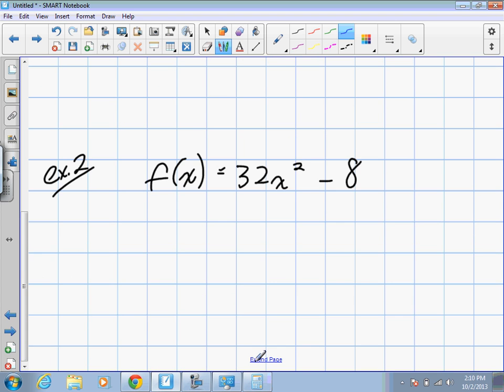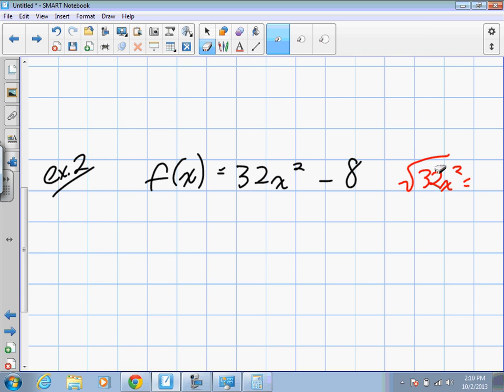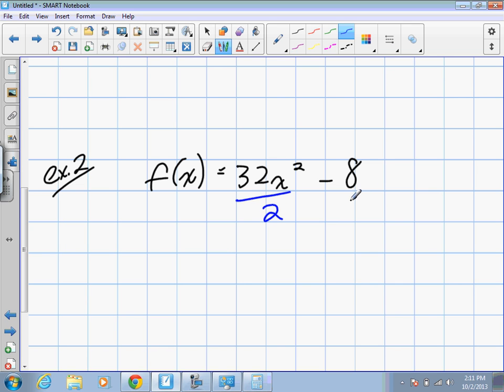So let's try another example. Can we find the square root of 32x squared? What is it? What's the first step of factoring? Common factoring. Can I find a common factor first? Yeah. What? 2. 2 comes out nicely. Okay. So let's try 2. 2 would give us 16x squared minus 4. Great. Okay. And I actually could factor this even further.